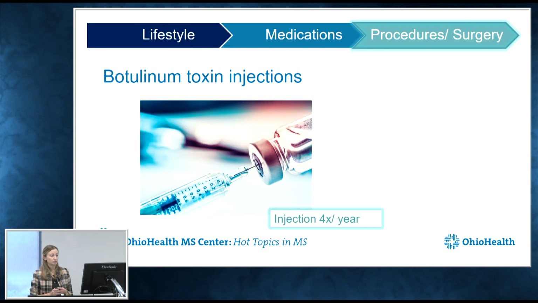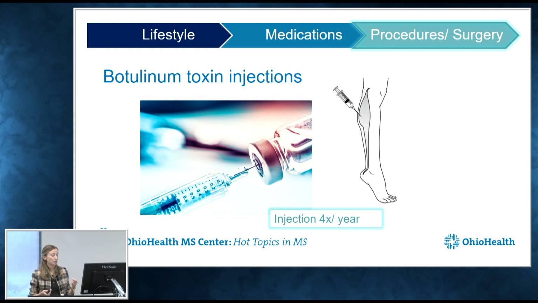So when it comes to procedures, the first one I want to tell you about is botulinum toxin injections. And this comes in a couple of different forms. So there's Botox and Dysport. And what we do with botulinum toxin is we inject the medicine directly into the muscle that's spastic and causing problems. So this is really good for patients who have spasticity, especially on one side of the body or just in one limb, because we can target those specific muscles without causing all of these side effects to the whole body.